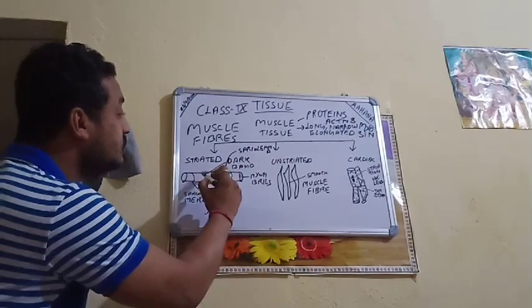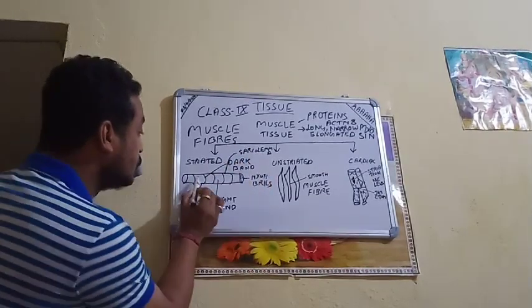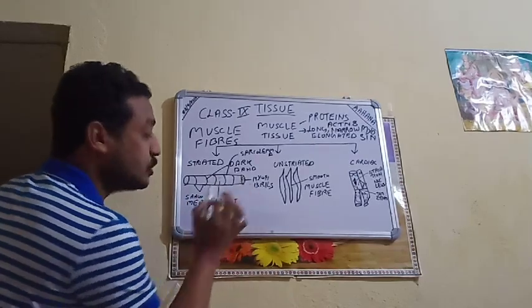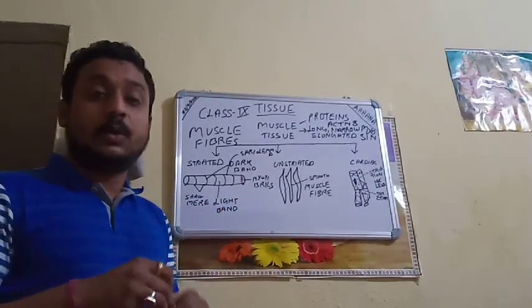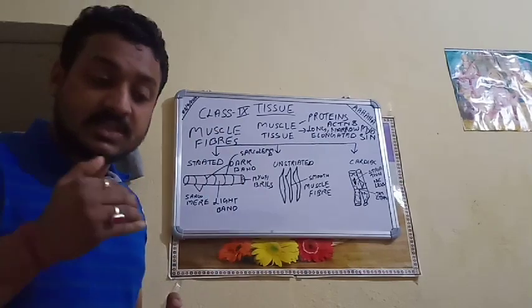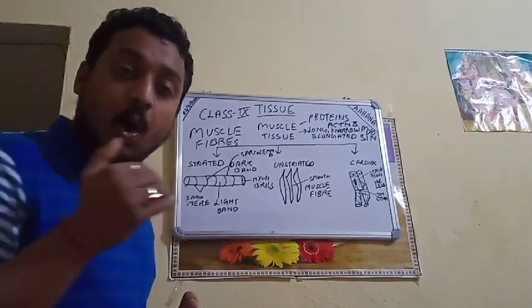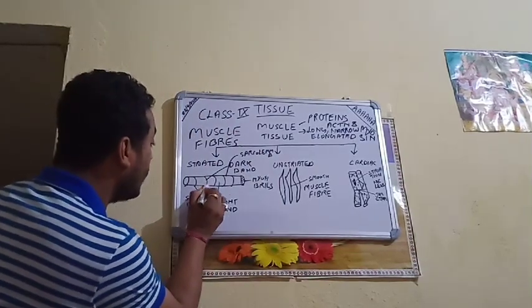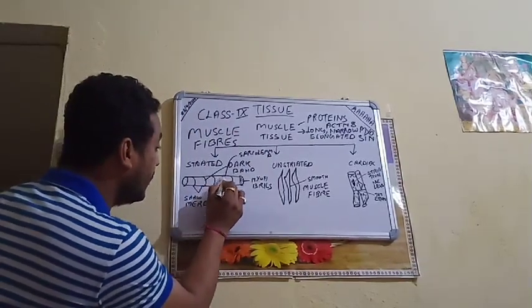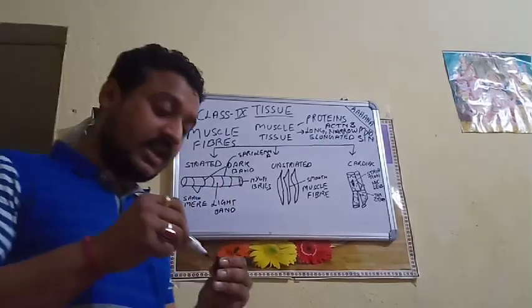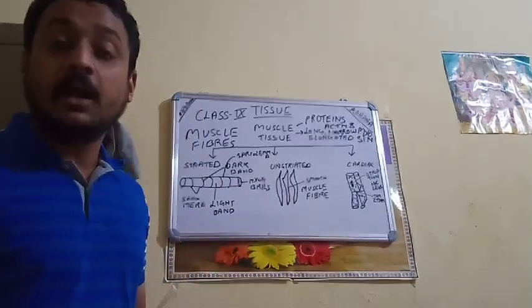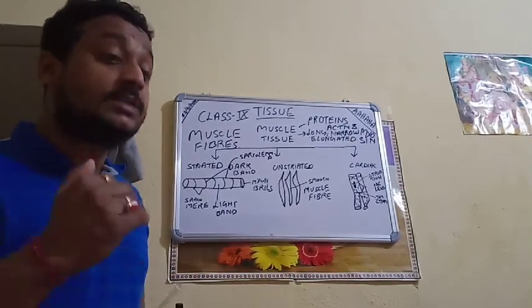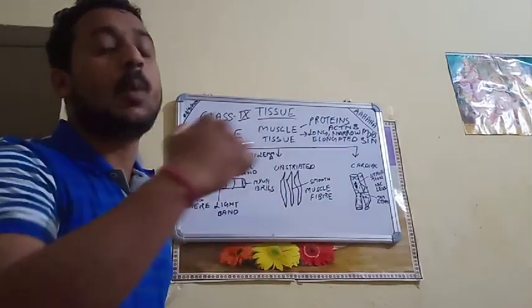This kind of ring shows that they have a dark band, and this white part shows that they have white bands also. That's why they are known as striated muscle, because they are striated. Striated means they have an alternating arrangement of dark and white bands. Dark band, then white band, then again dark, again white. So the alternate arrangement of the dark and white bands makes them striated muscle. Now, why are they striated? Because they have an alternating arrangement of the dark and the white bands.